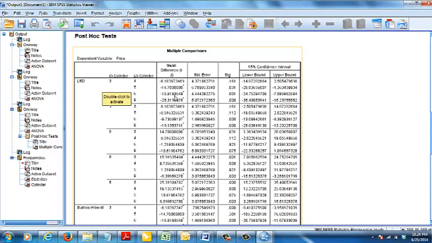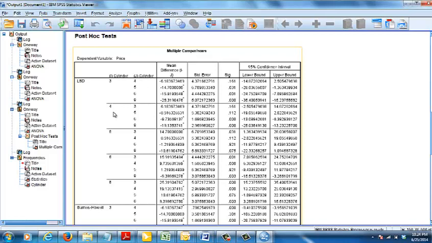So you can say with 95% confidence that the mean price for a 3-cylinder car is different than, or even less than, since you have the confidence interval, the mean price of the 5, 6, and 8-cylinder cars, but not the 4-cylinder car. Okay? That's one row. We'd have to do it 4 more times.